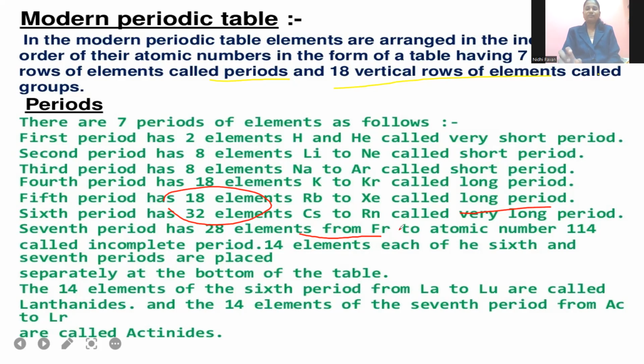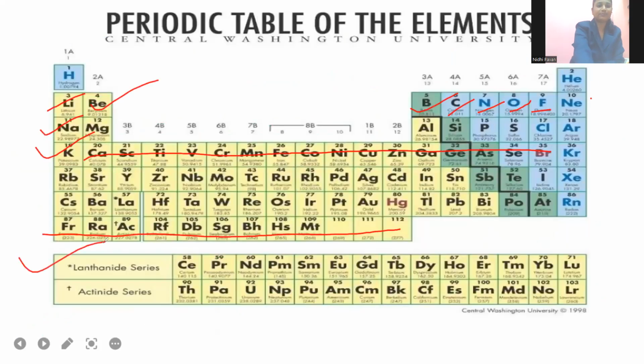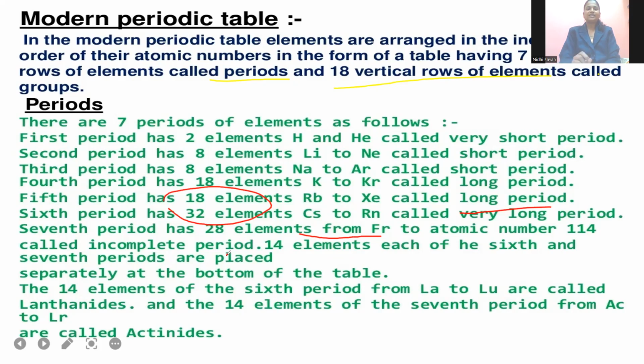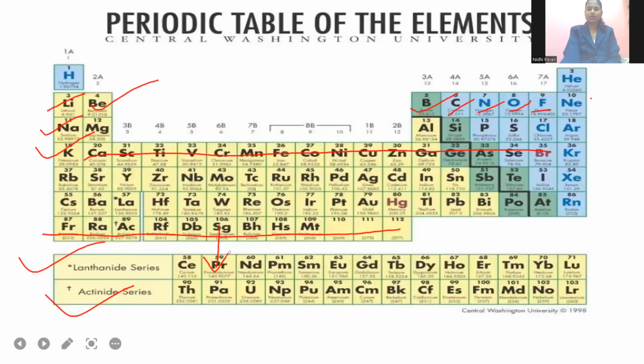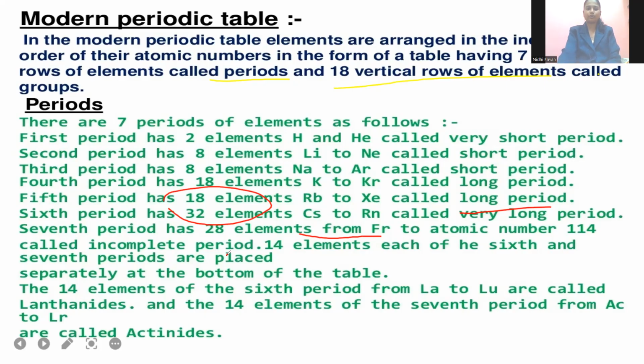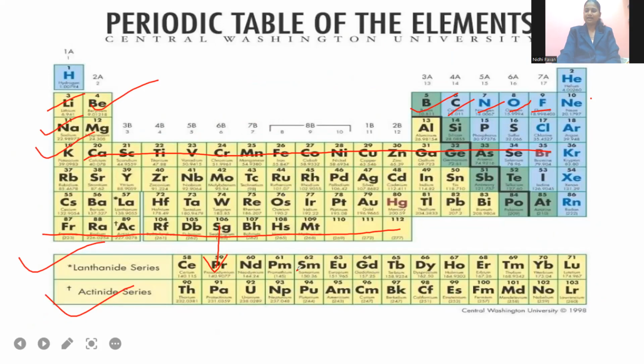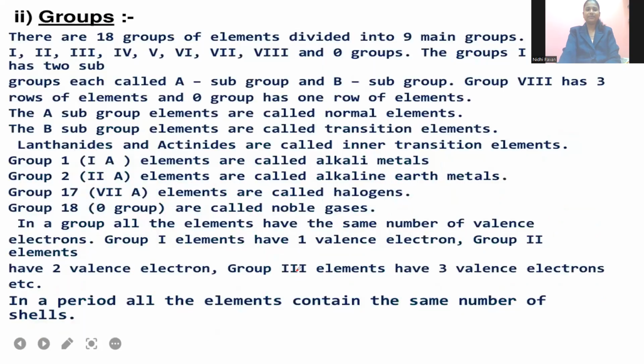The 14 elements each of the sixth and seventh periods are placed separately at the bottom of the table. The 14 elements of the sixth period, from lanthanum to lutetium, are called lanthanides, and the 14 elements of the seventh period are called actinides. So this is regarding the periods.